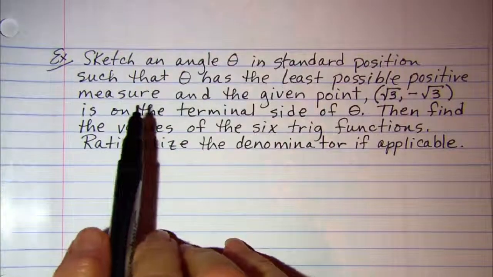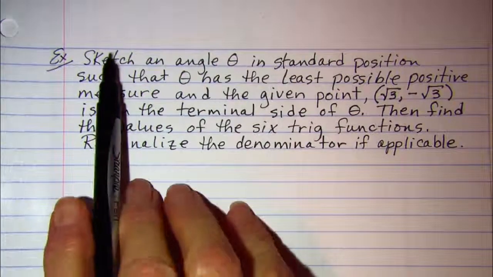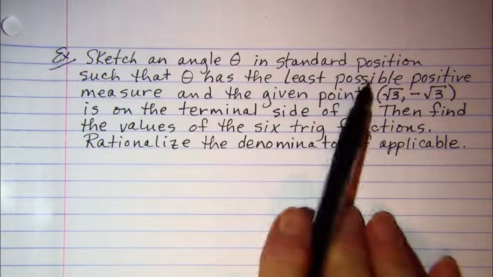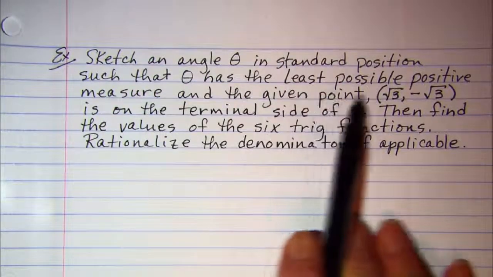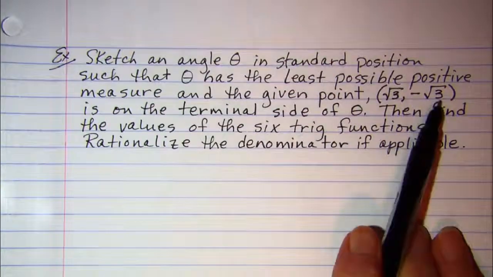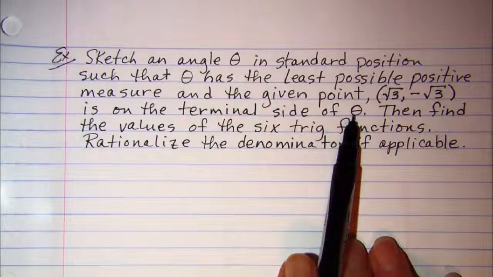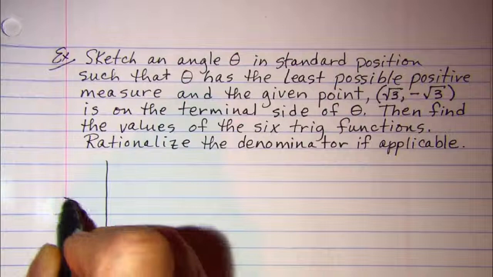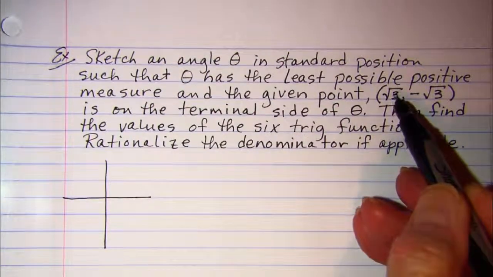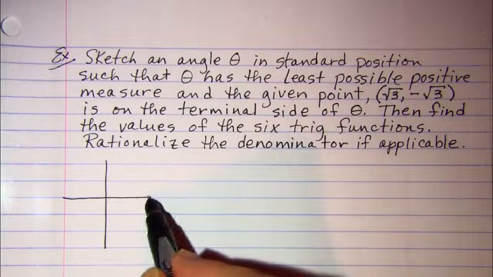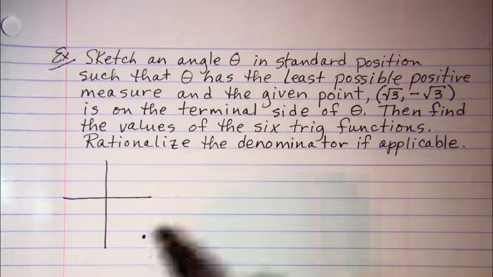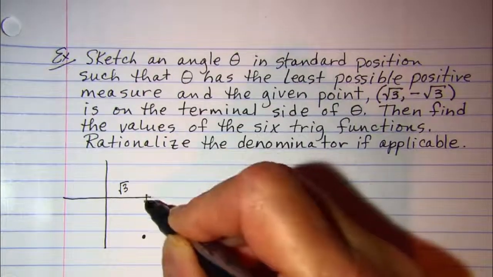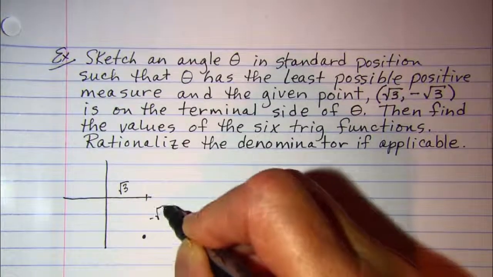Okay, let's do an example with our trig functions. We're asked to sketch an angle theta in standard position such that theta has the least possible positive measure and the given point root 3, negative root 3 is on the terminal side of theta. So let's plot that first, and then we'll continue reading. So root 3, and then negative root 3. It's going to be down in quadrant 4. So we had to go right, root 3, and then we had to go down, negative root 3.